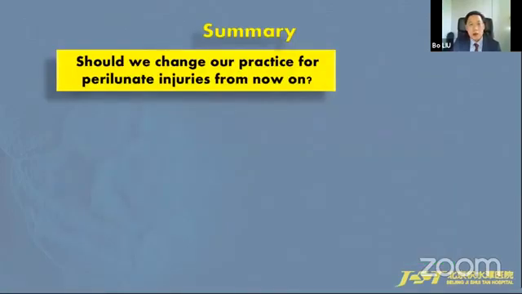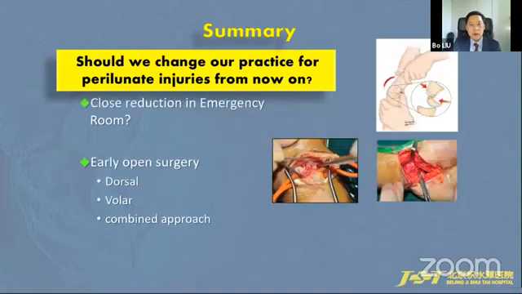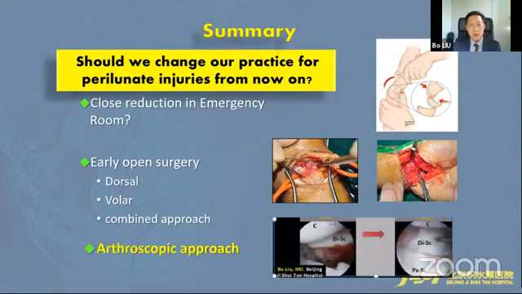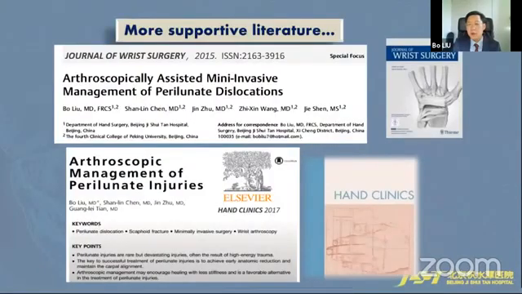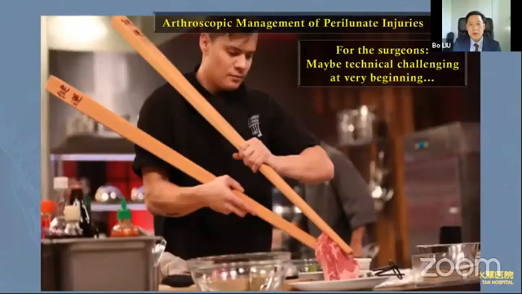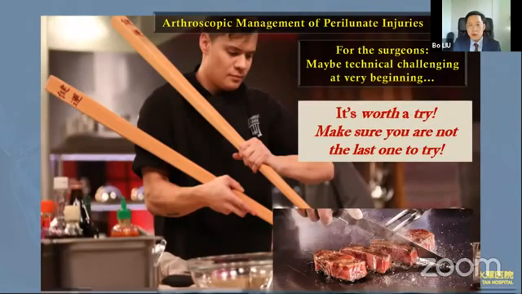So should we change our practice for perilunate injury from now on? Should we still do a closed reduction in the emergency room? Yes, we still do it, but avoid blind, repeated, forceful closed reduction. Which approach is better, dorsal, volar, or combined? We have a lot of debate. But now, should we also think about the arthroscopic approach? Yes, because a lot of evidence has shown that it's a good option. For surgeons, it may be technically challenging at the very beginning, but it's worth a try. Make sure you're not the last one to try.